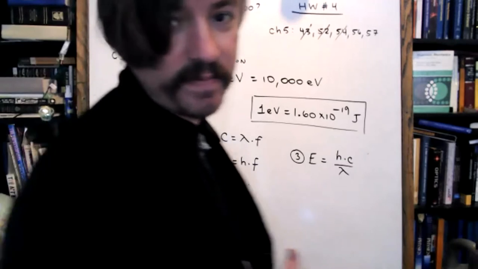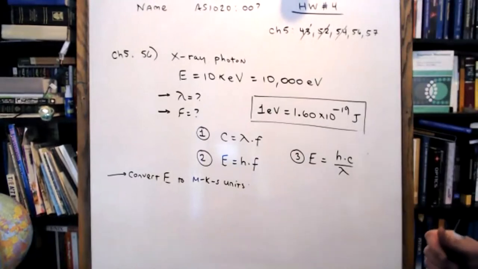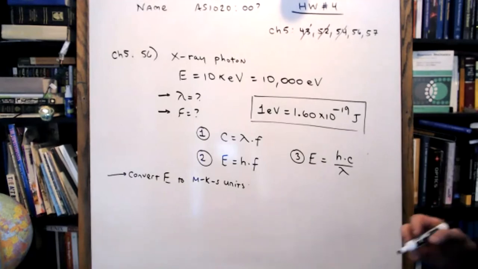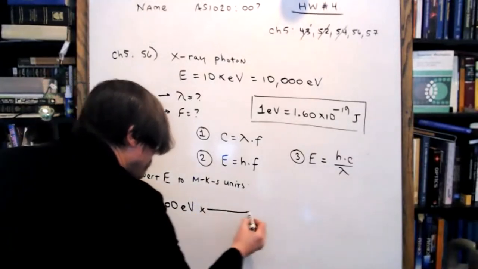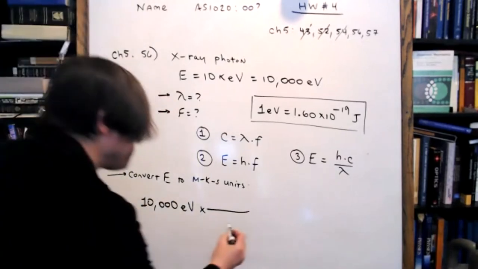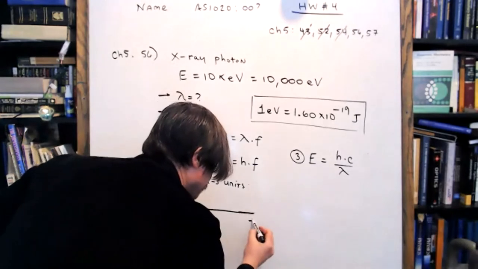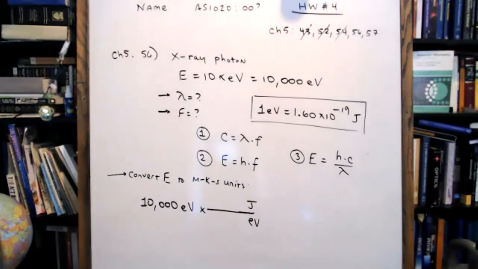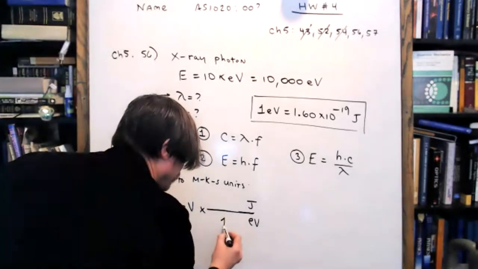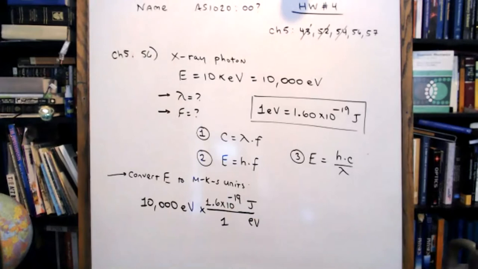So guess whose job that is, Mateus? All right, Mateus is up. Help me convert 10,000 electron volts into joules. All right, so it's gonna be 10,000 electron volts, and the dividing bar, and it's gonna be electron volts on the bottom. And we're converting it to joules, right? Yeah, joules on top. Now use your conversion. One electron volt is 1.60 times 10 to the negative 19 joules. 1.6 times 10 to the minus 19. I left the zero out for space reasons.